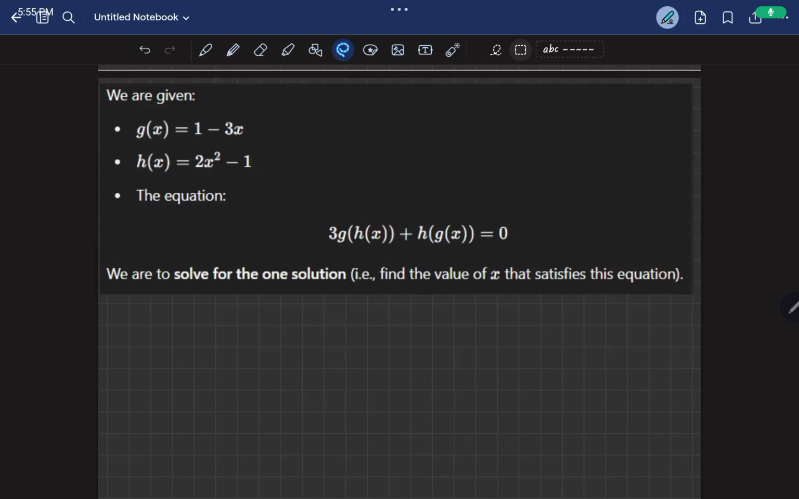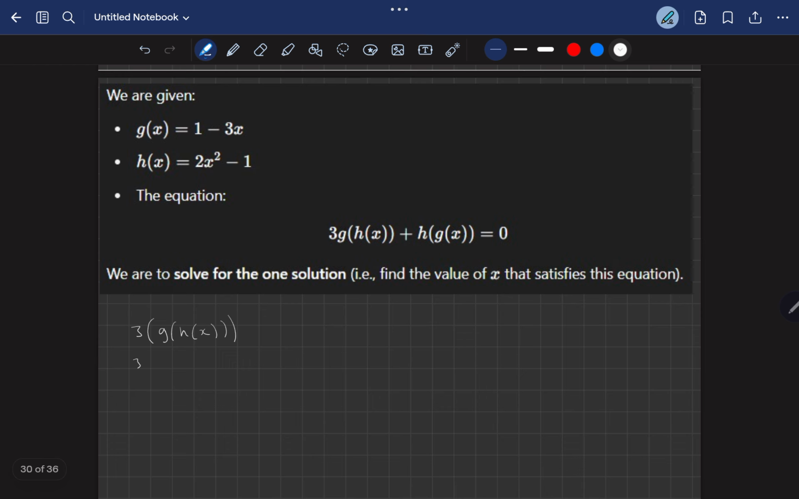Okay, so this is the final question of the Edexcel GCSE 2025 paper, and I'm going to be walking you through how to solve this. Okay, so first let's focus on the g(h(x)) part. Now we know that h of x is just 2x squared minus 1.